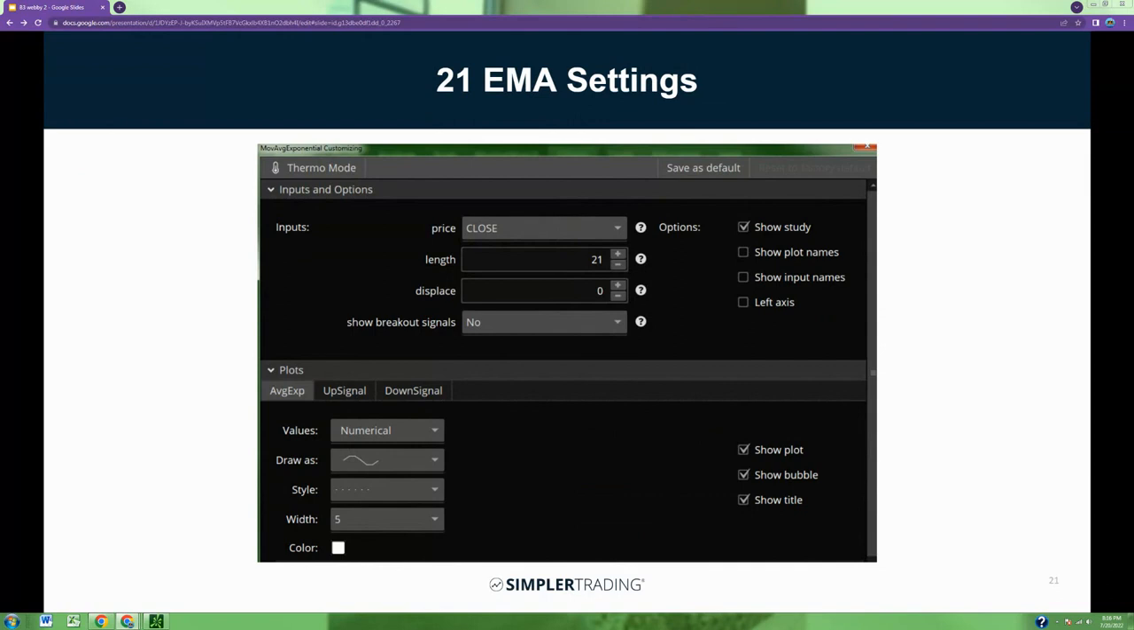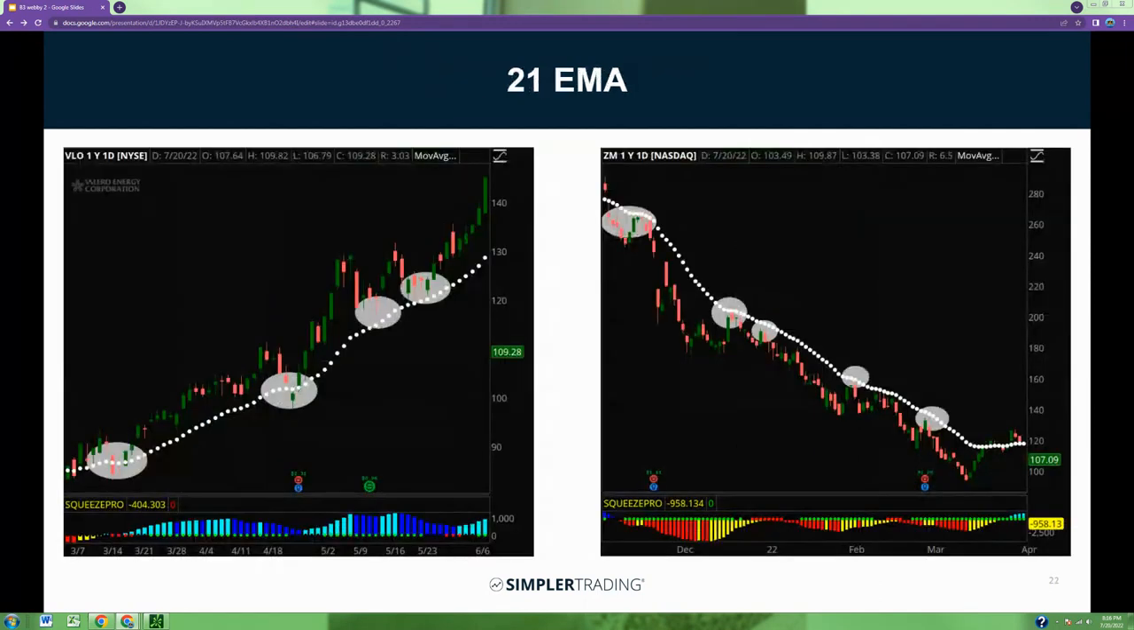So here's a quick screenshot of the 21 EMA settings in ThinkorSwim. Pretty straightforward, right? Find your exponential moving average, length of 21, and you're in business. But here's where this is helpful. For example, we find these bullish trends in a daily chart like Valero. I love to buy the dip to the daily 21 EMA, or my favorite trade is finding that squeeze on top of that 21 EMA.